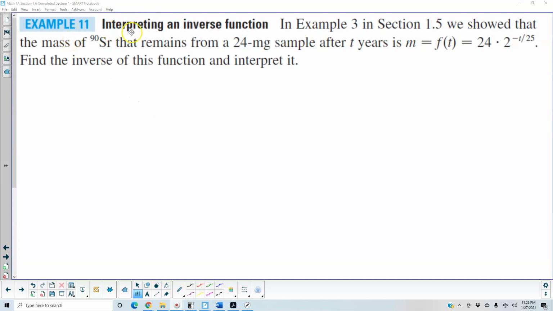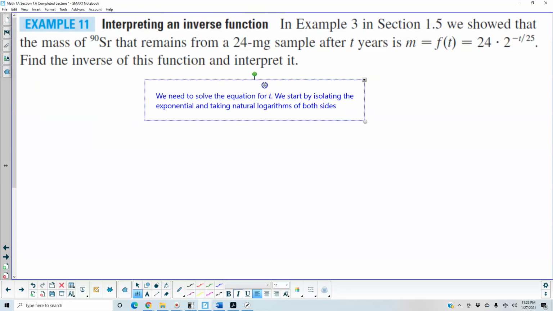Example 11, interpreting an inverse function. In example 3 in section 1.5, we showed that the mass of strontium-90 that remains from a 24 milligram sample after t years is m, which is equal to f of t equal to 24 times 2 to the negative t divided by 25. We want to be able to find the inverse of this function and interpret it.